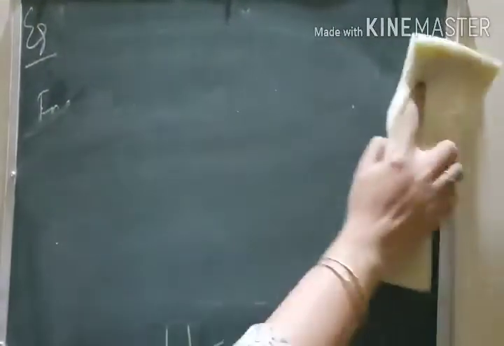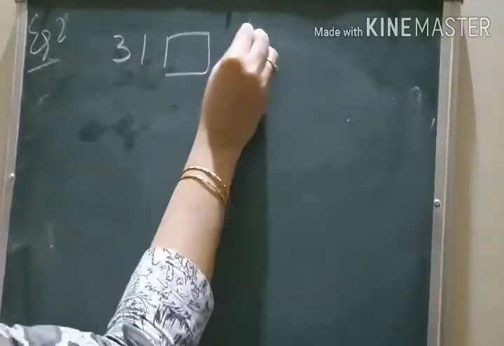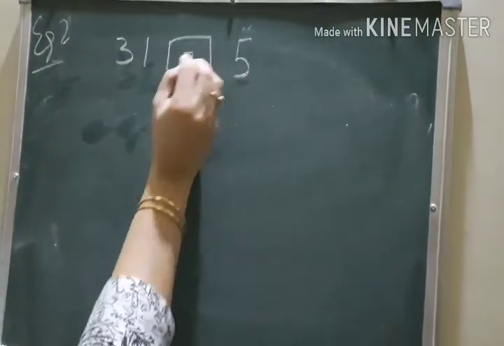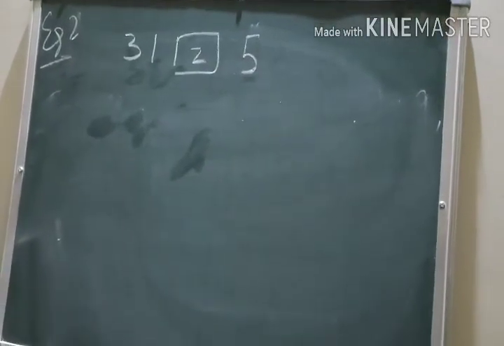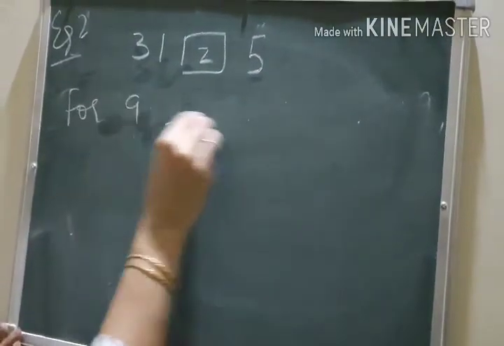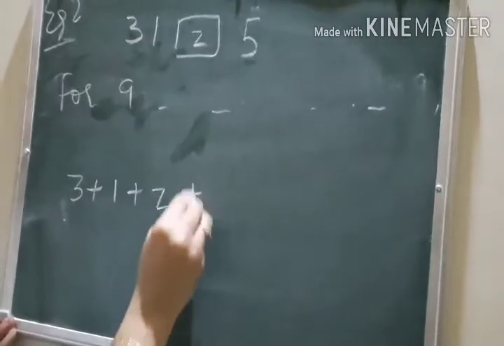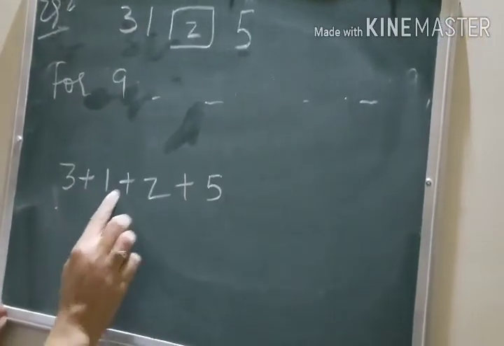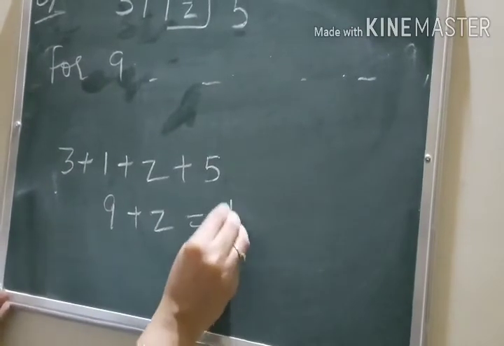Example number 2. Example 2 is 3, 1, 5. Here it is Z given. We have to find the Z. It is a multiple of 9. What is the value of Z? Again for 9. So for 9, same lines we'll write and we'll just add. 3 plus 1 plus Z plus 5. 3 plus 1, 4. 4 plus 5, 9. 9 plus Z is equal to, we want something.